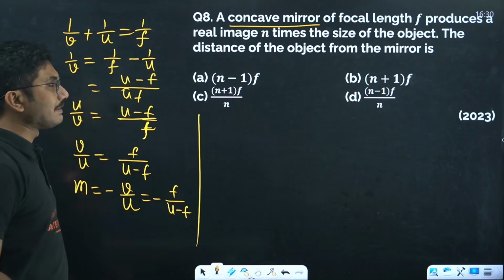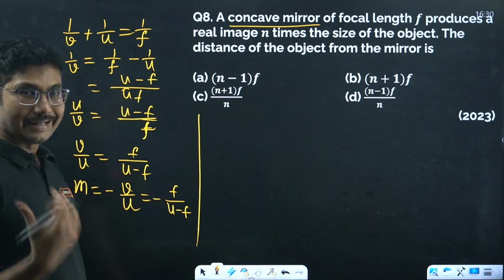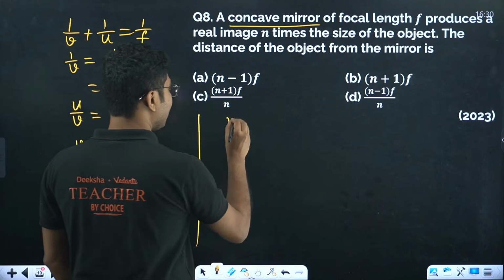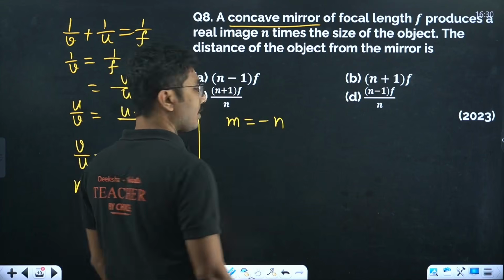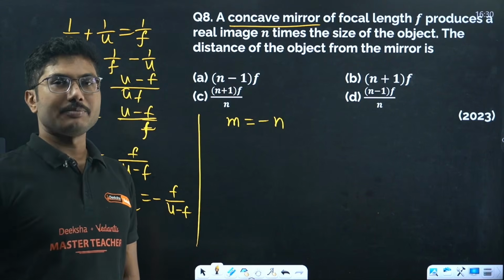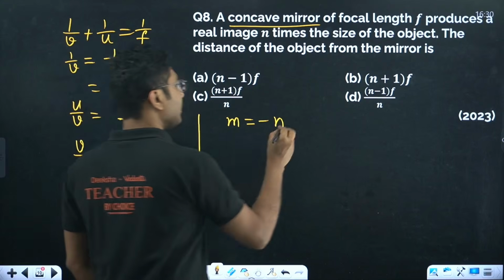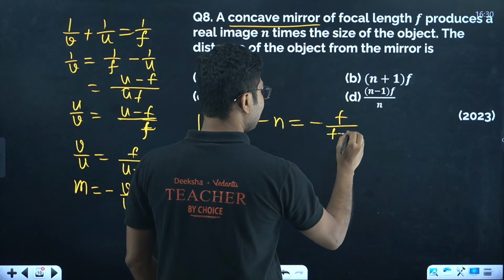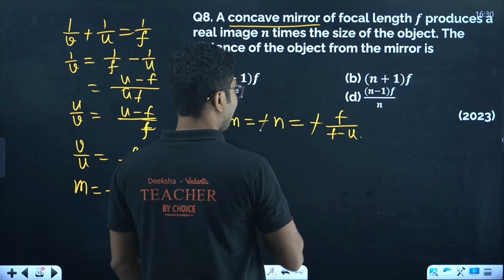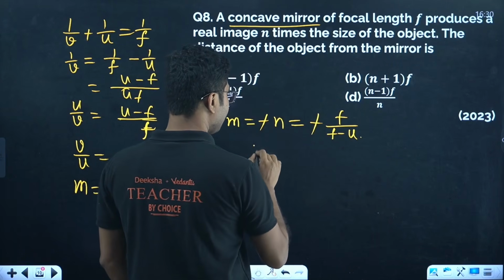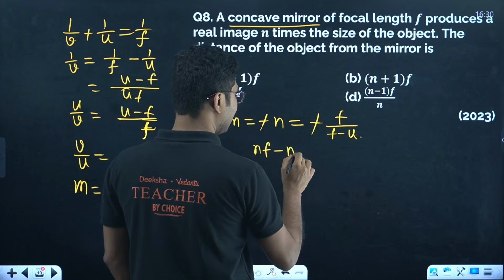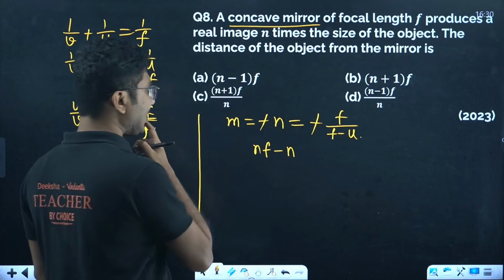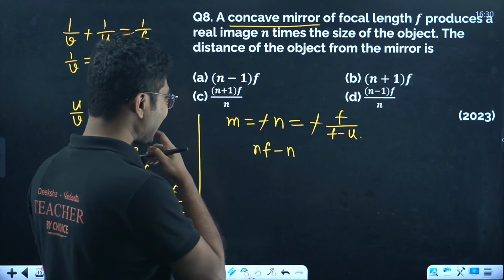Now in this case it is mentioned that in the concave mirror the image is real and n times the size of the object. So that means magnification here is minus n. Real images give negative magnification because they are always inverted. So that is given here as minus f by f minus u. Okay, so minus minus cancels. Now do the cross multiplication. Nf minus nu.